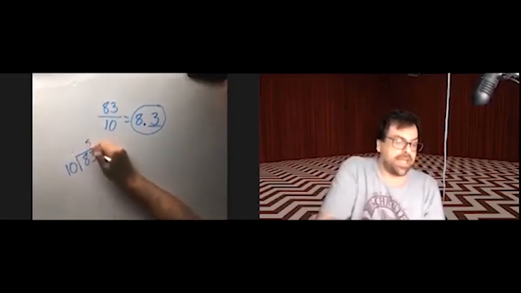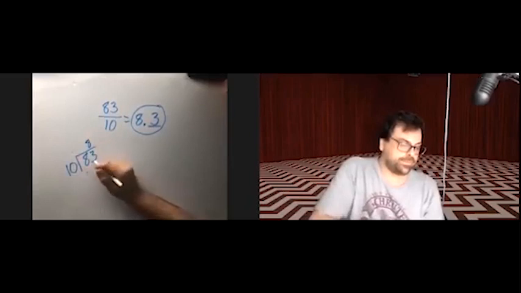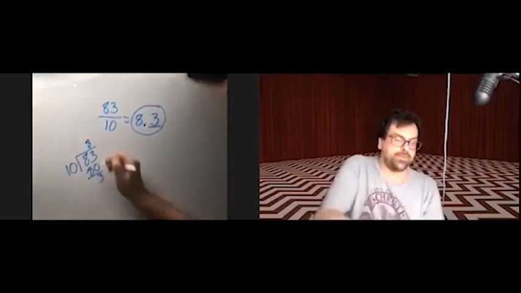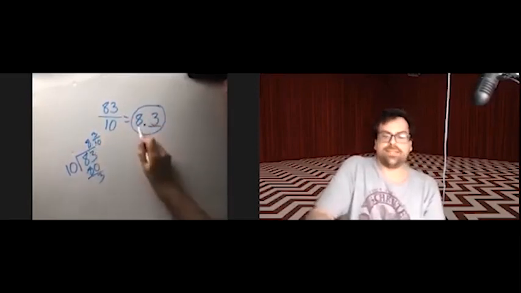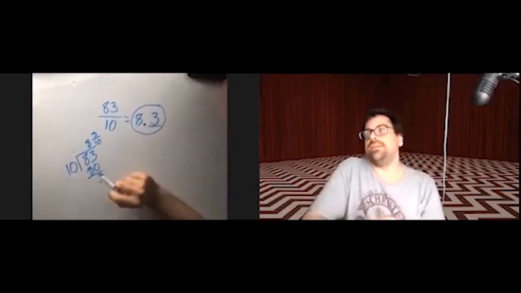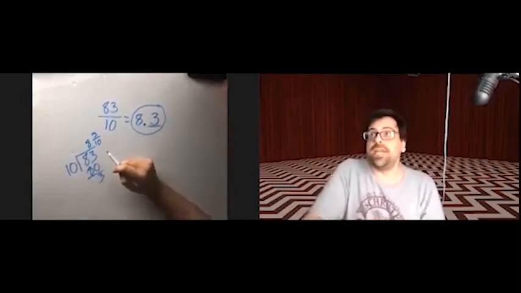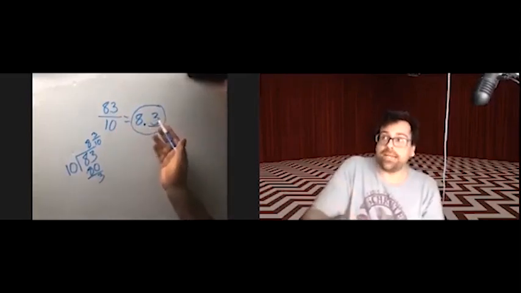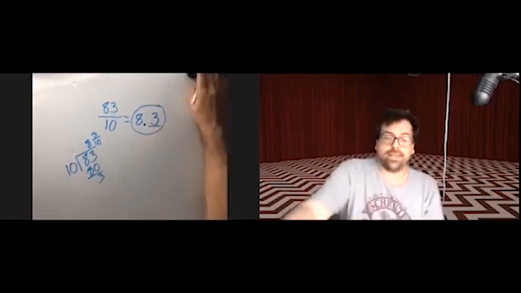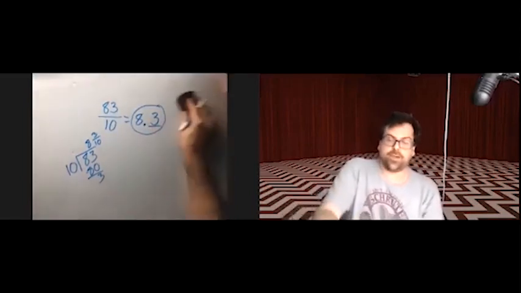83 divided by 10. 8 times 10 is 80, remainder 3 tenths, 8 and 3/10. So you'll still get there. But it's easier to just think of it as 83/10, the number 83, ending in the tenths place value.